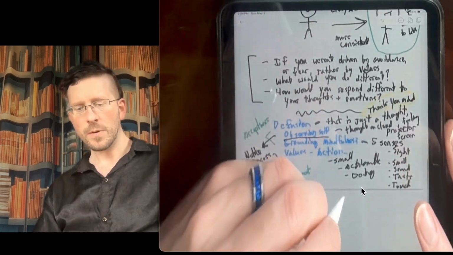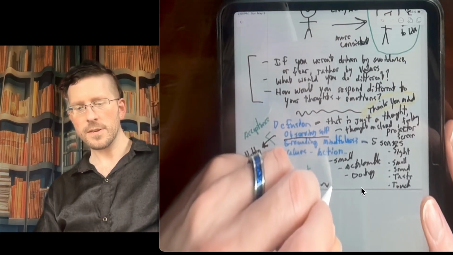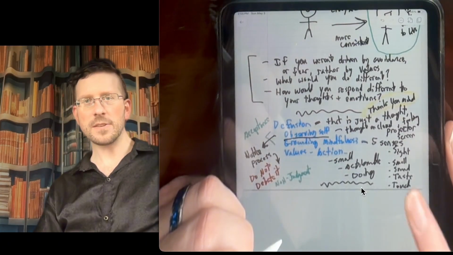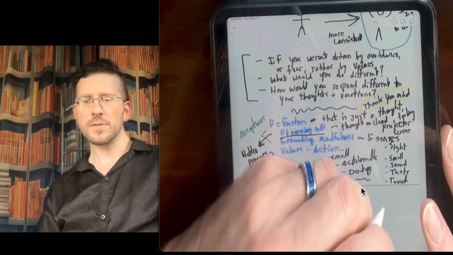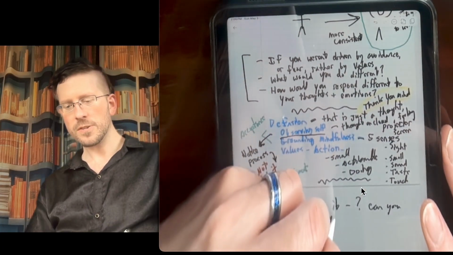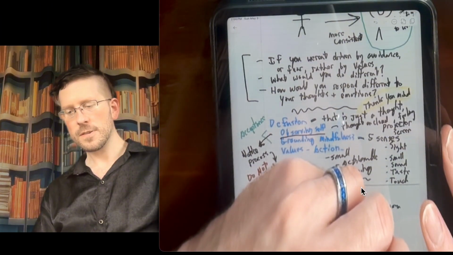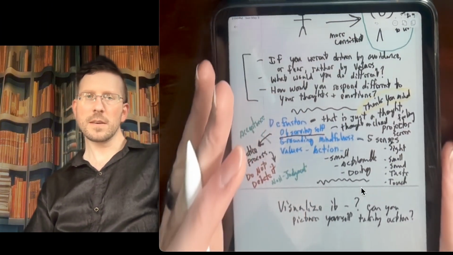And then, okay, I just want you to think about that. You're just going to think about what is that doing? And then you might visualize it. Can you picture yourself doing the thing? Can you picture yourself taking action? And then practice doing that. What does that look like?